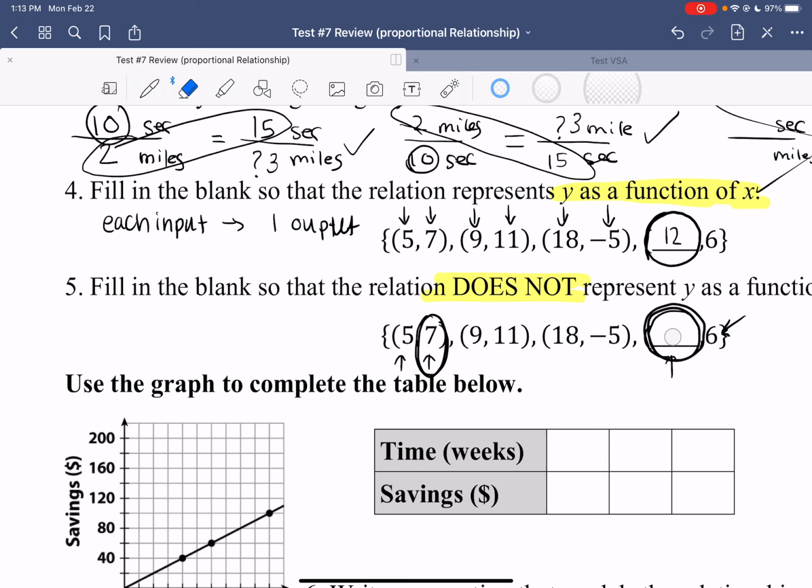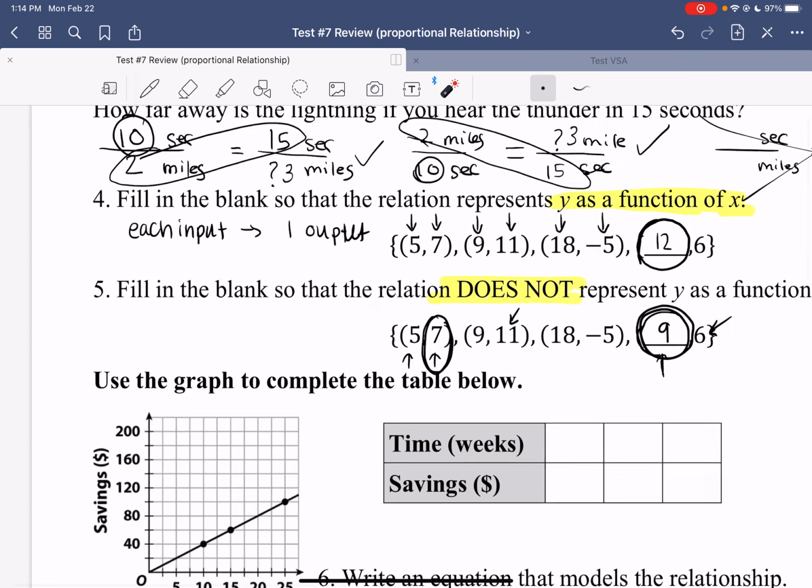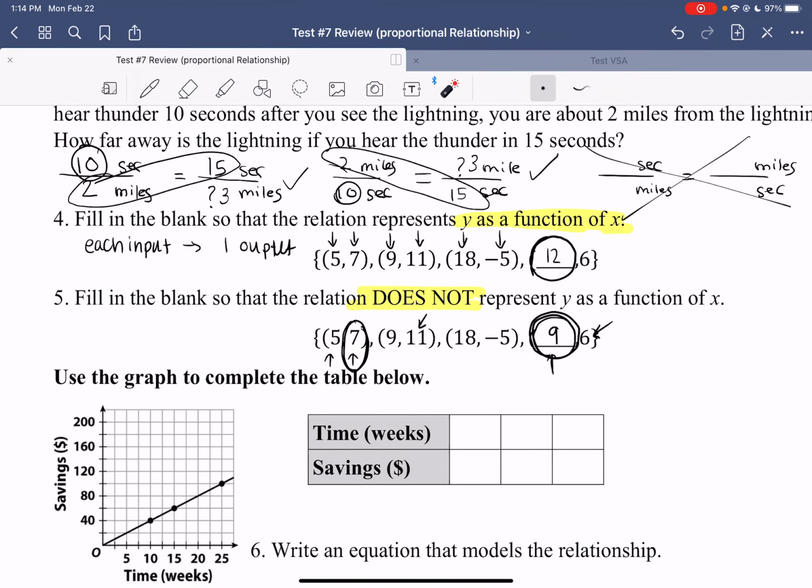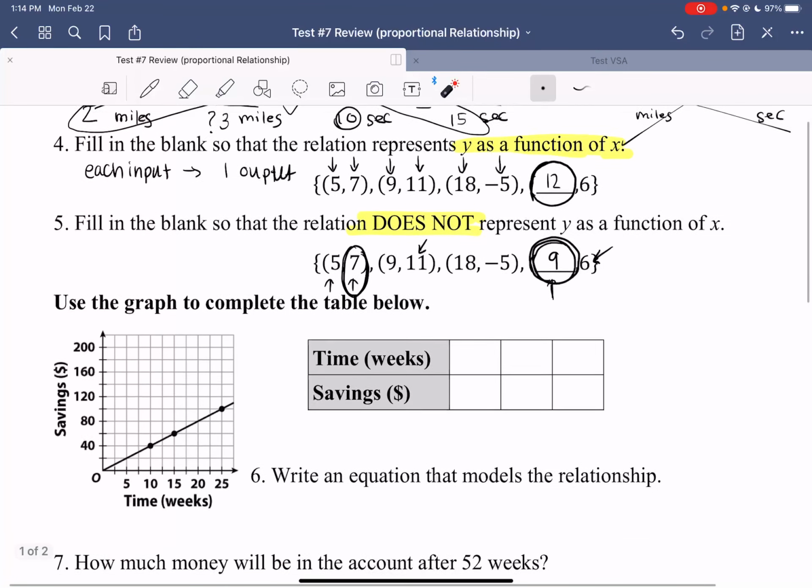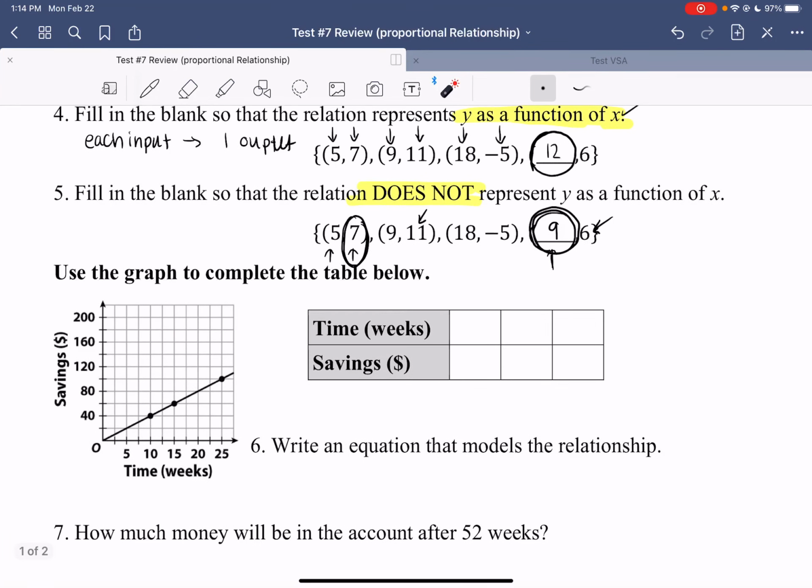This could also be a 9, because if I put a 9 in, I'm supposed to get 11, but then I got a 6. So if I put a 9 here, it should be an 11, but I got a 6. Okay, so each input can only be associated with one output. Okay, so there's your function example.